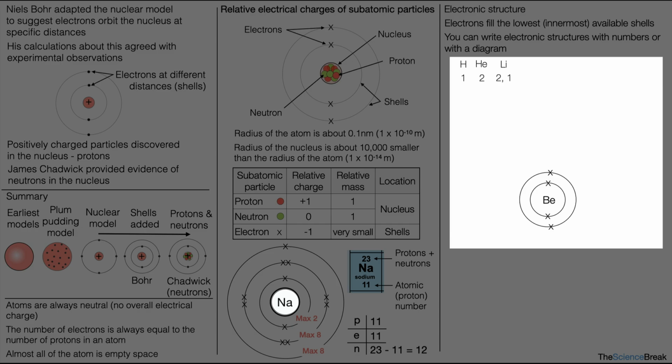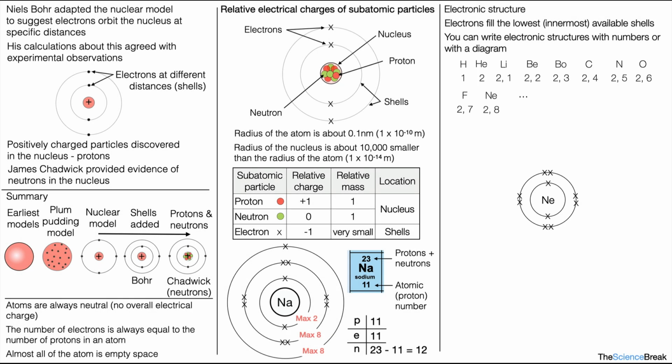Then we have beryllium. You might start seeing a pattern. Beryllium is written as 2, 2. Then we have boron, which is 2, 3. Then we have carbon, 2, 4. Nitrogen, 2, 5. And we can continue like this. Oxygen is next, 2, 6. We have fluorine, which is 2, 7. Neon, which is 2, 8.